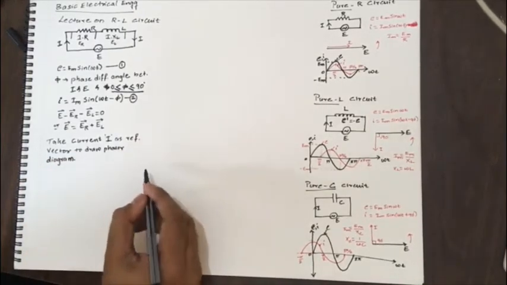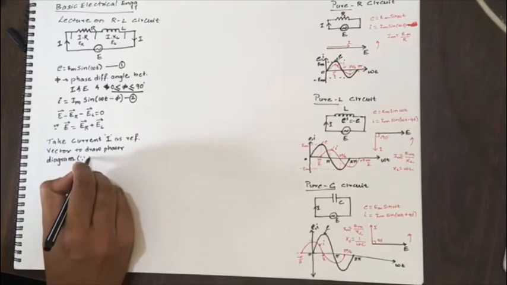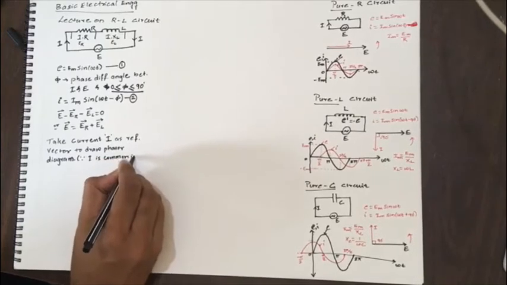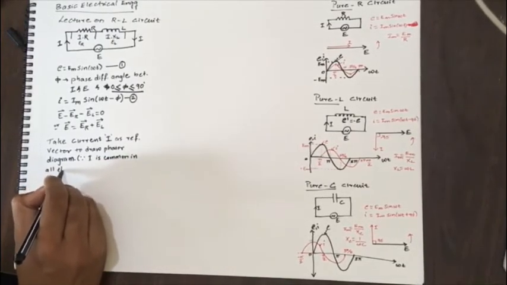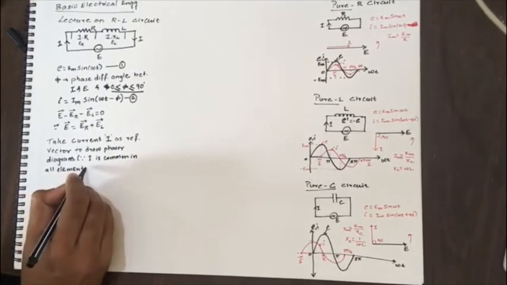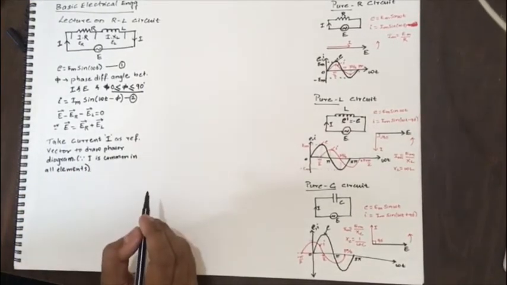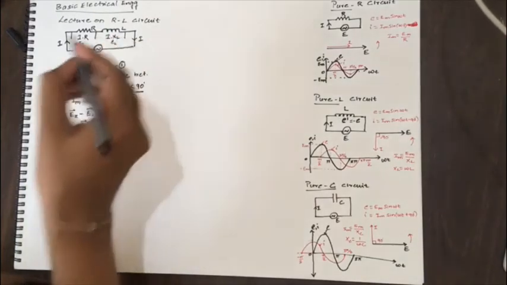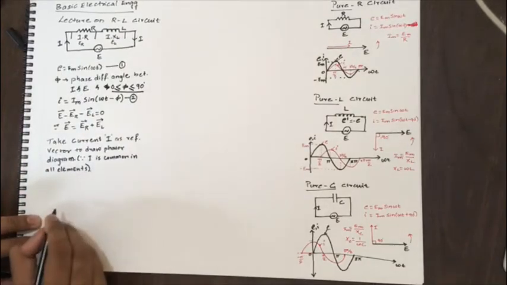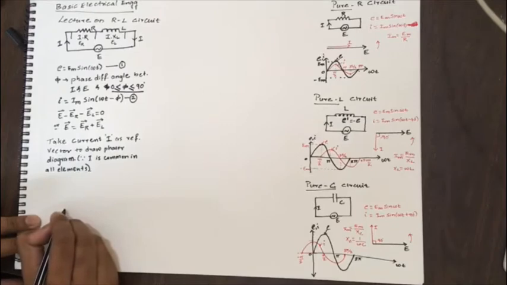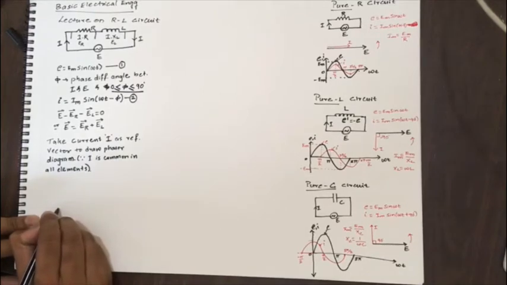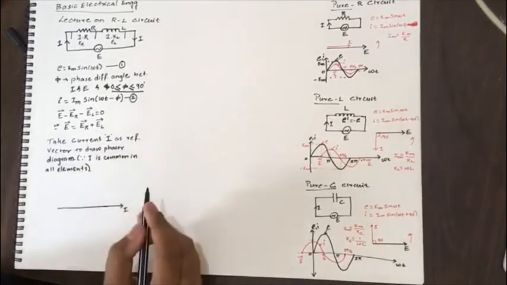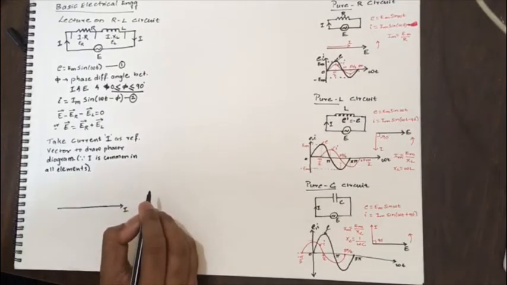Okay. Because I is common in all elements. Now when I draw the phasor diagram for this circuit, taking current as reference, this is the reference vector I.